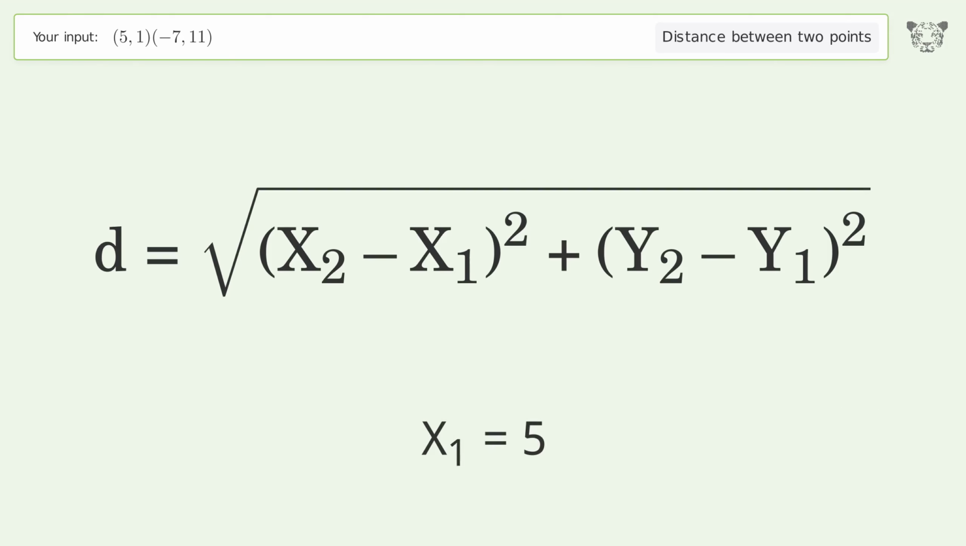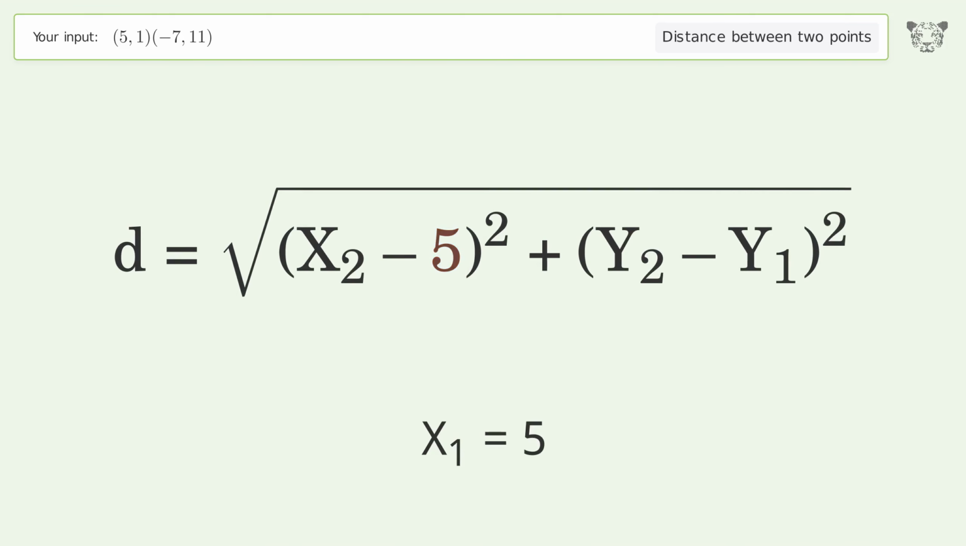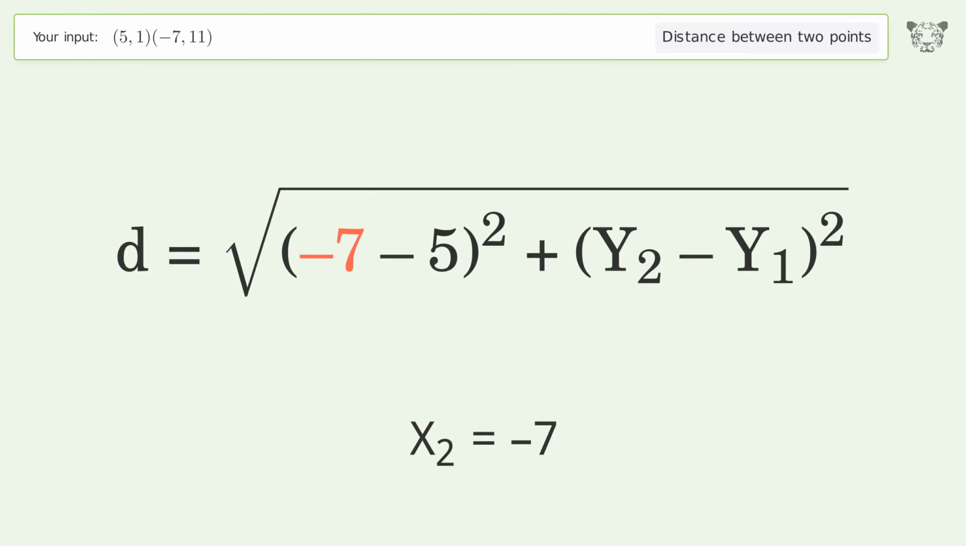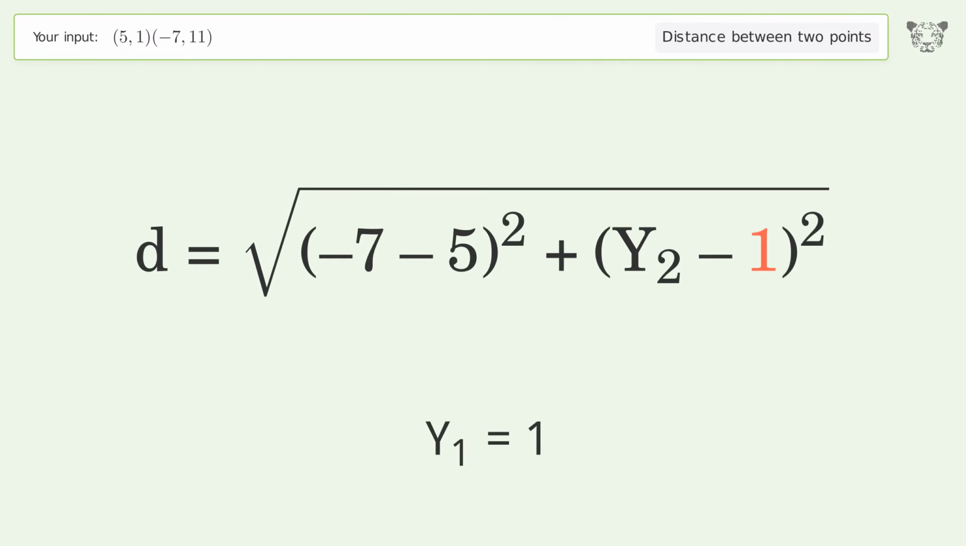x1 equals 5. x2 equals -7. y1 equals 1. y2 equals 11.